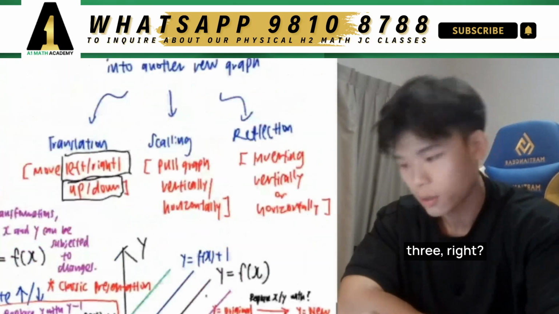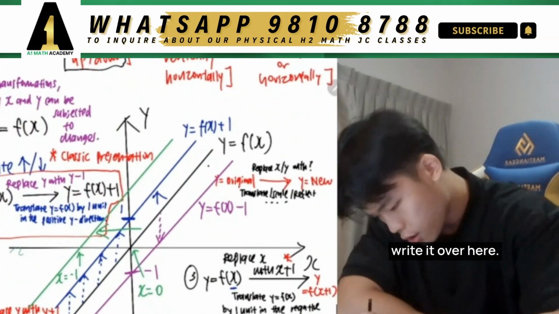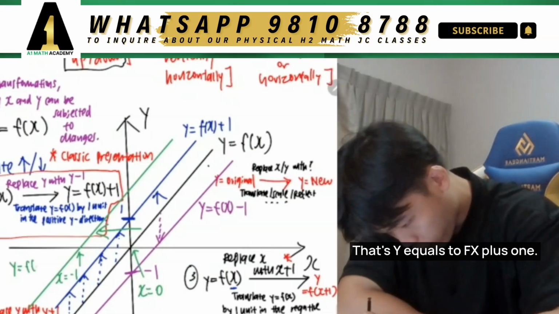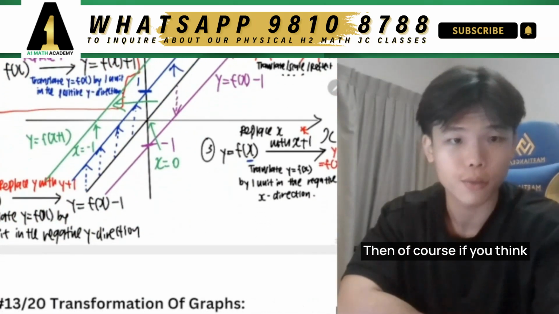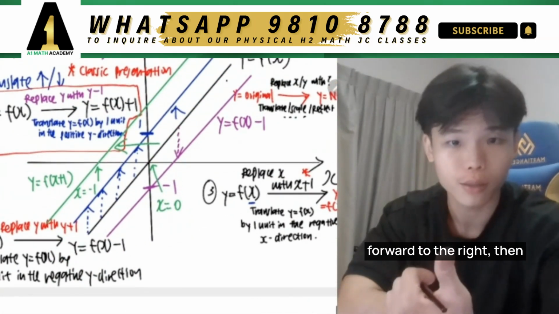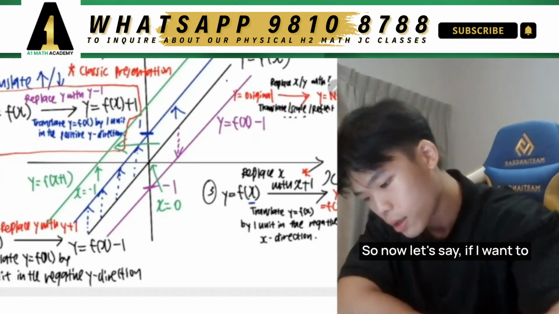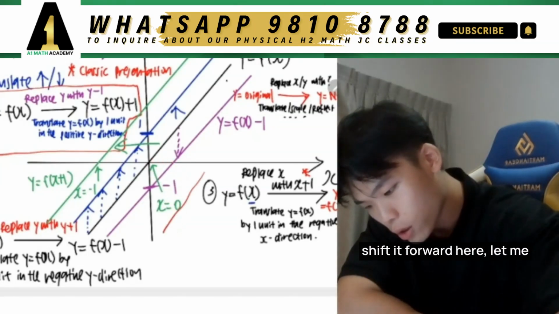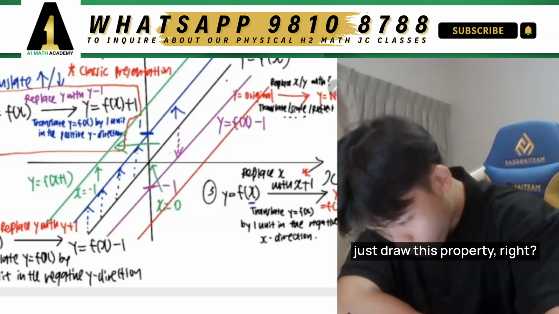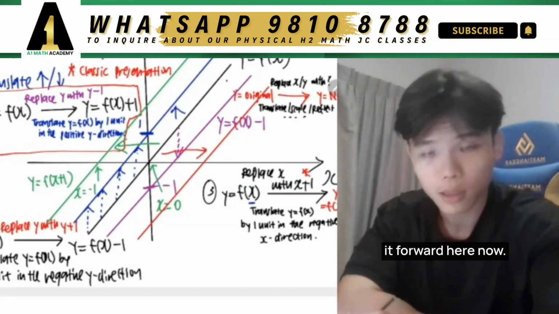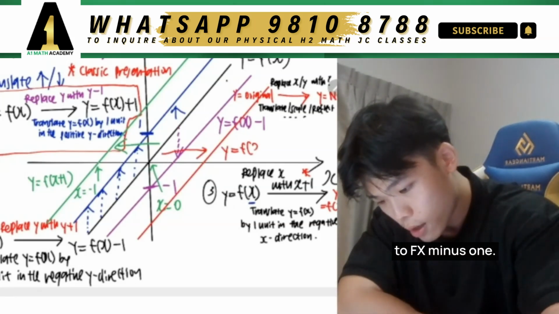So this is number 3, right? I'm just going to write it over here as y equals f(x plus 1). And of course, if you think about it, if you want to shift forward to the right, then it'll be minus 1. The same logic applies. So now let's say I want to shift it forward here, let me just draw this properly. Let's say I want to shift it forward here now. This will be y equals f(x minus 1).